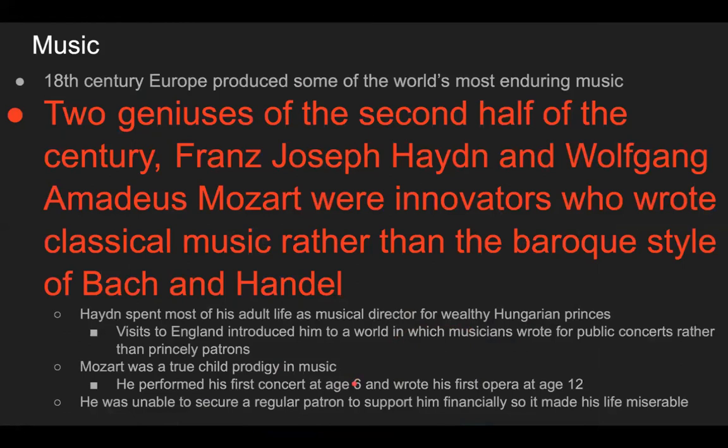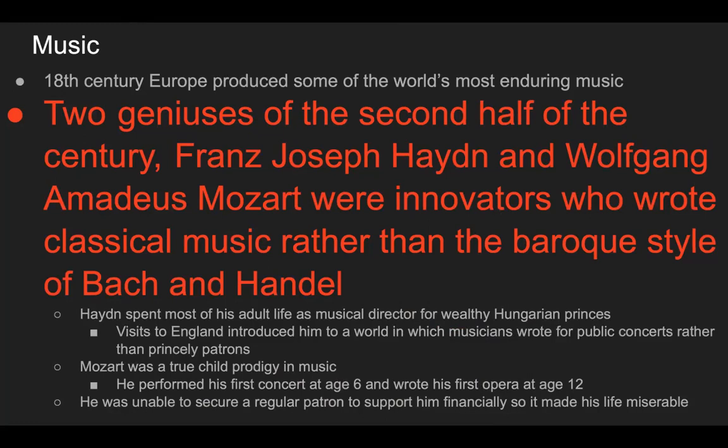So, music. 18th century Europe produced some of the world's most enduring music. Two geniuses of the second half of the century, Franz Joseph Haydn and Wolfgang Amadeus Mozart, were innovators who wrote classical music rather than the Baroque style of Bach and Handel. Haydn spent most of his life as a musical director for wealthy Hungarian princes. Visits to England introduced him to the world in which musicians wrote for public concerts rather than princely patrons.